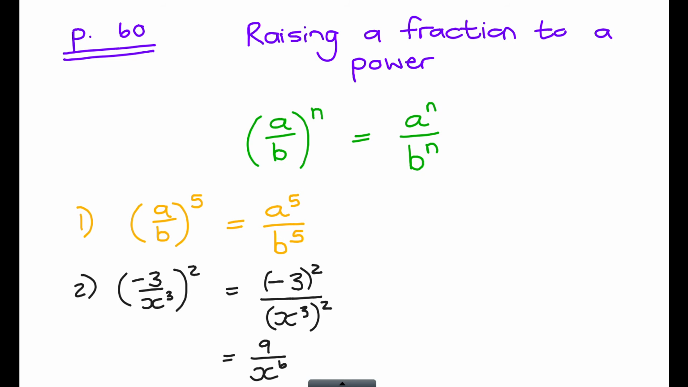Quickly copy. If there's a negative in the bracket, then automatically that should be positive, because a negative times a negative is going to give me a positive.